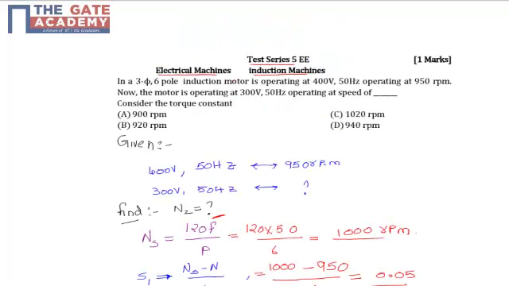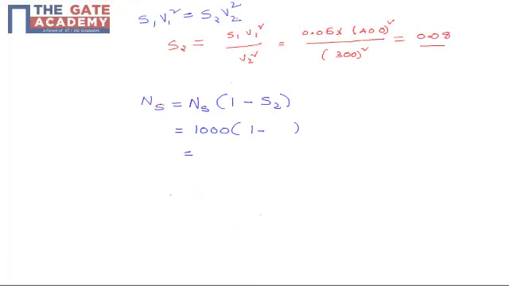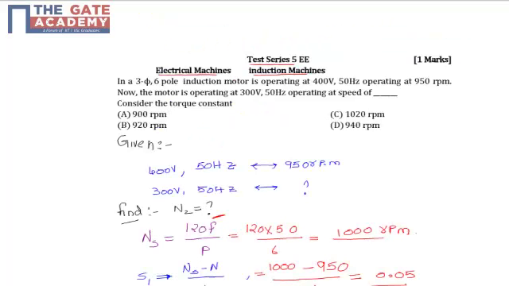So we have to find the value of N2, when operating at 300 volts at 50 Hz frequency, which is N2 equal to synchronous speed into (1 minus S2). This is the formula to calculate N2. We know the synchronous speed is 1000 RPM, and 1 minus S2 we have calculated as 0.08. After solving this, we will get the value of N2 as 920 RPM, which is option B.